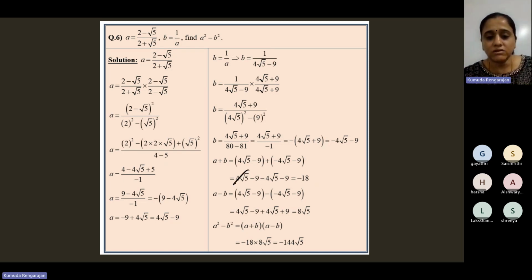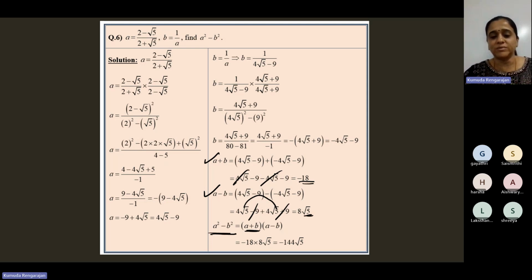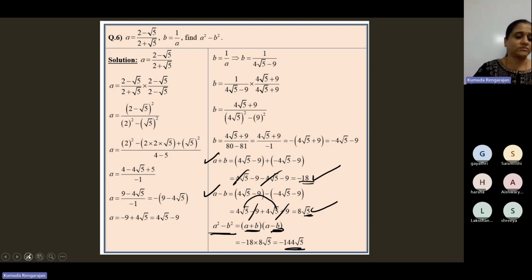So here, plus 4 root 5 minus 4 root 5 cancels out. So we have minus 18. And here minus 9 and plus 9 cancels out, and 4 root 5 plus 4 root 5 is 8 root 5. So now we have the value of A plus B and A minus B. A square minus B square is A plus B into A minus B, which is minus 18 into 8 root 5, which is minus 144 root 5.